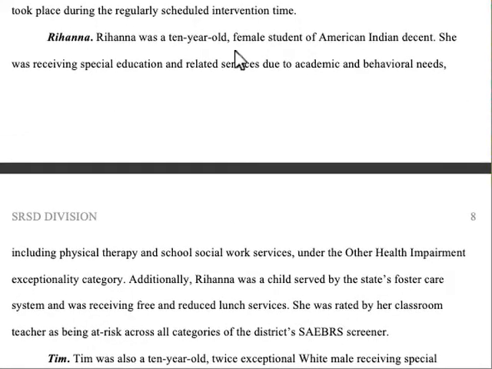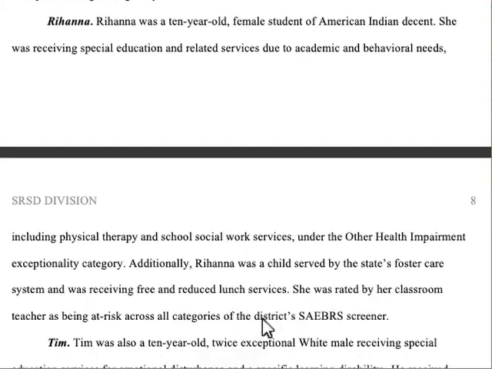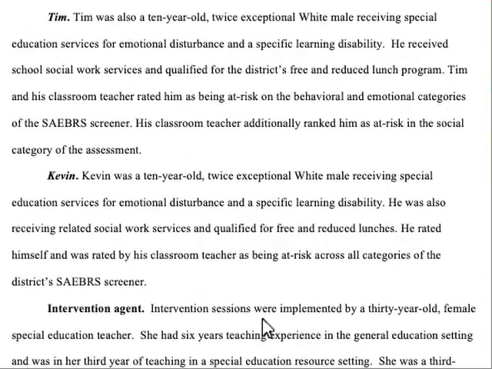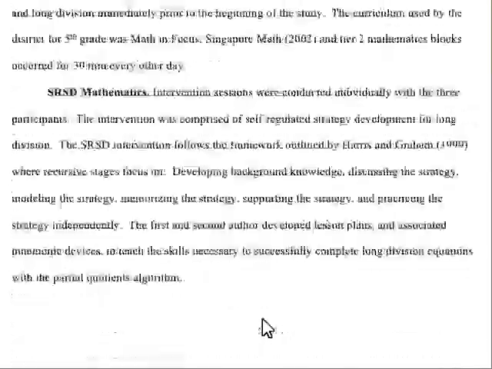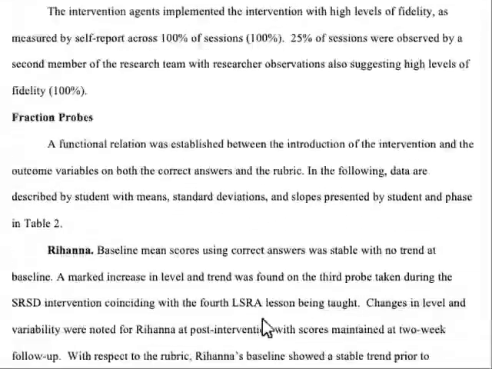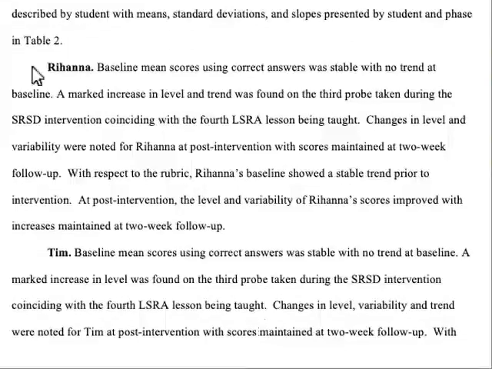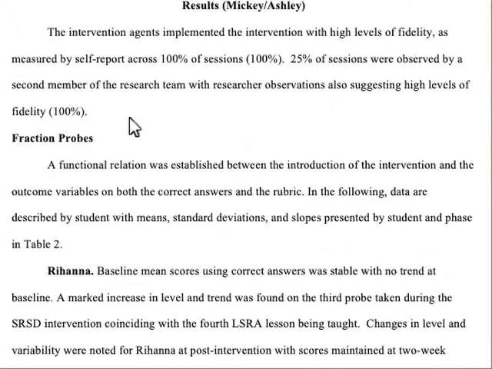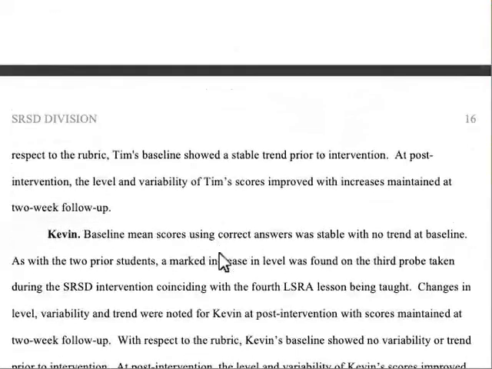Rihanna was a 10-year-old female student of American Indian descent. She was receiving special education-related services due to academic and behavioral needs, including physical therapy. Additionally, she was a child served at the states. And then we would do that for each student. Then when we provide the results of the study, we do essentially the same thing where we list the results by student. So we have a paragraph that discusses the results in general, and then one for each of the students.